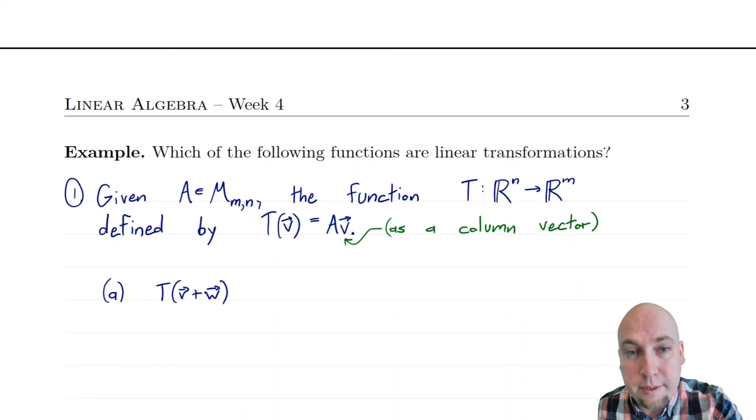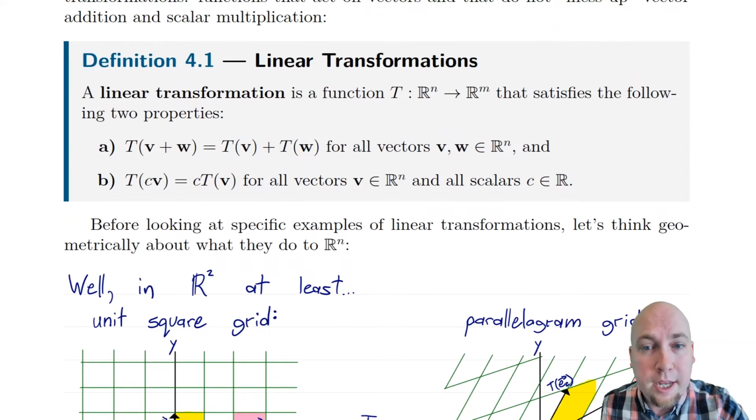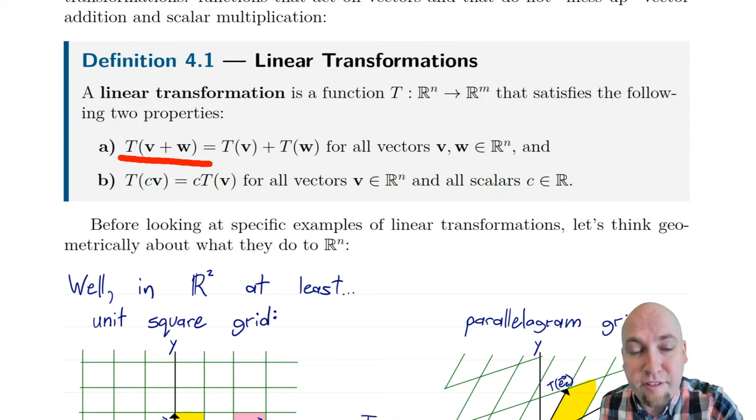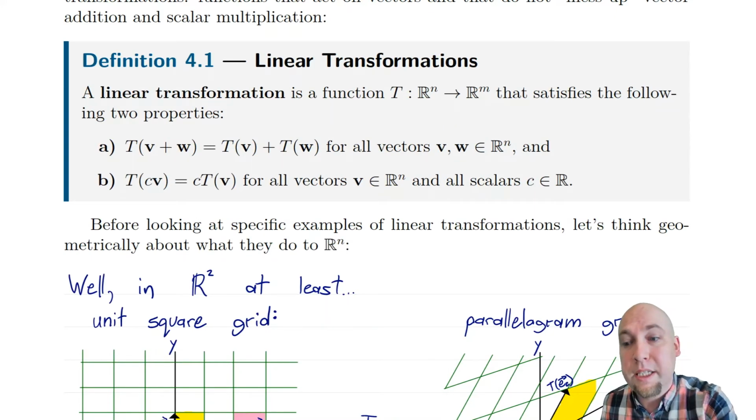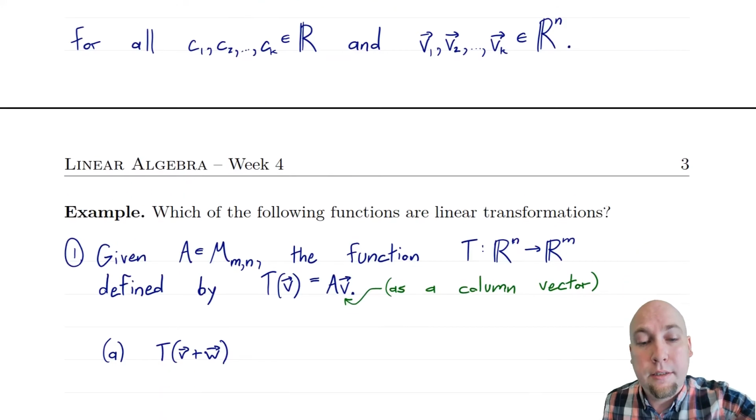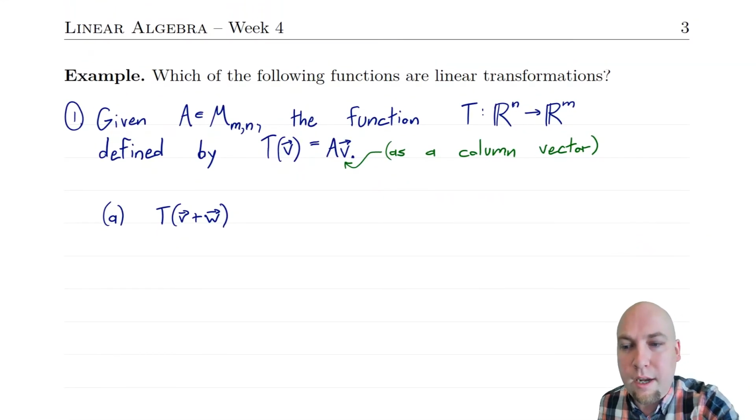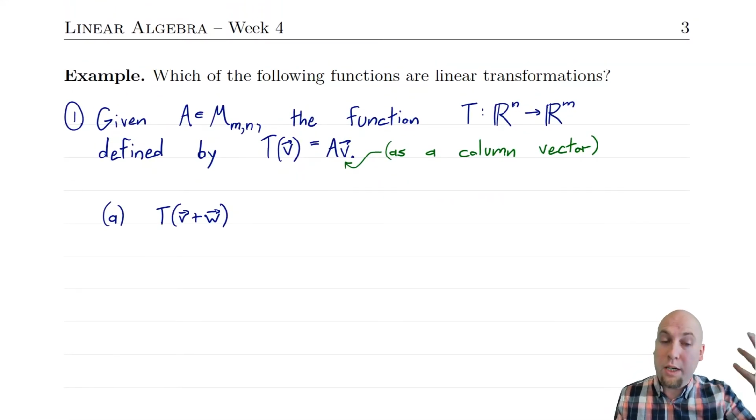So I'm just going to scroll back up and remind you of what property A was. Property A was: does T of V plus W equal T of V plus T of W? Okay, let's check that. I start off with T of V plus W, and I want to show that this equals T of V plus T of W.